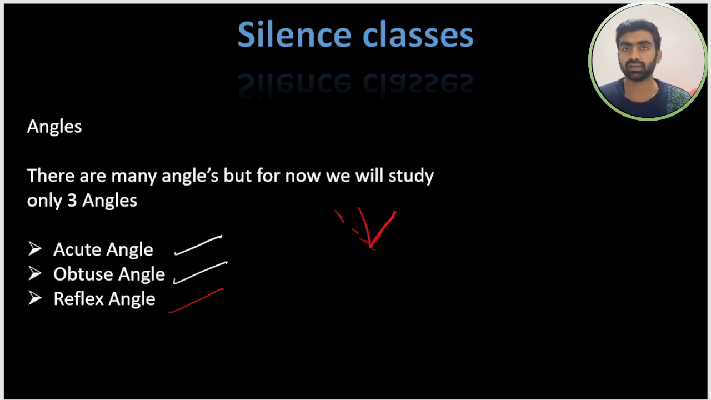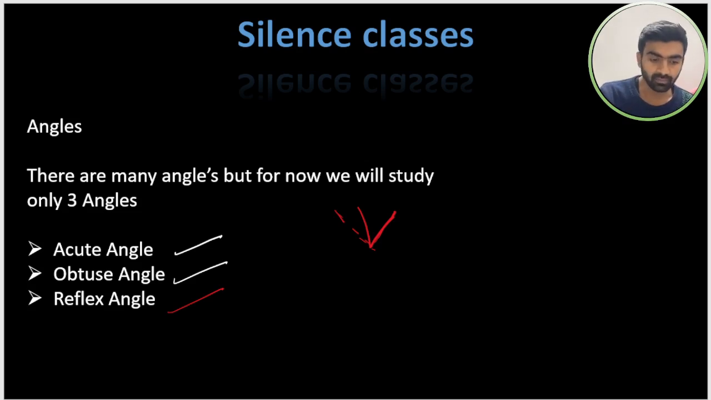I hope you guys understood what the acute angle is, what the obtuse angle is, and what the reflex angle is. Greater than 0 and less than 90 degree, all the angles between these two points are known as acute angle. Obtuse angle is greater than 90 degree and smaller than 180 degree. And reflex angle is greater than 180 degree and smaller than 360 degree.